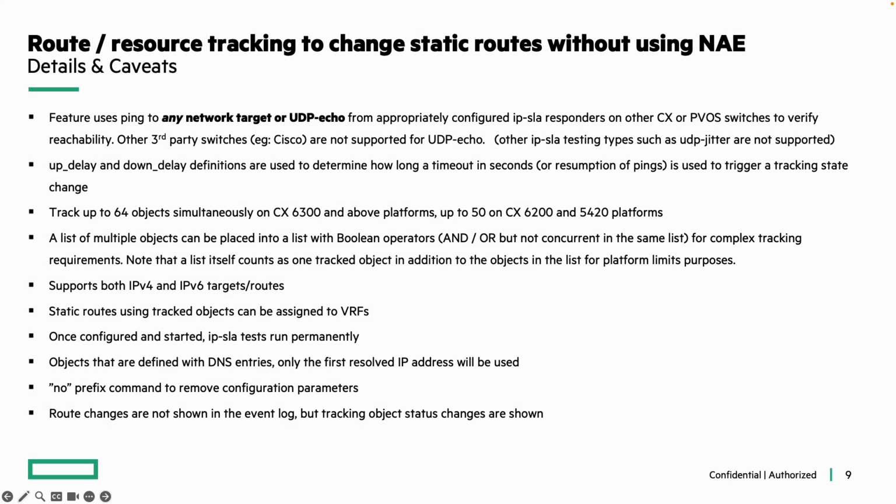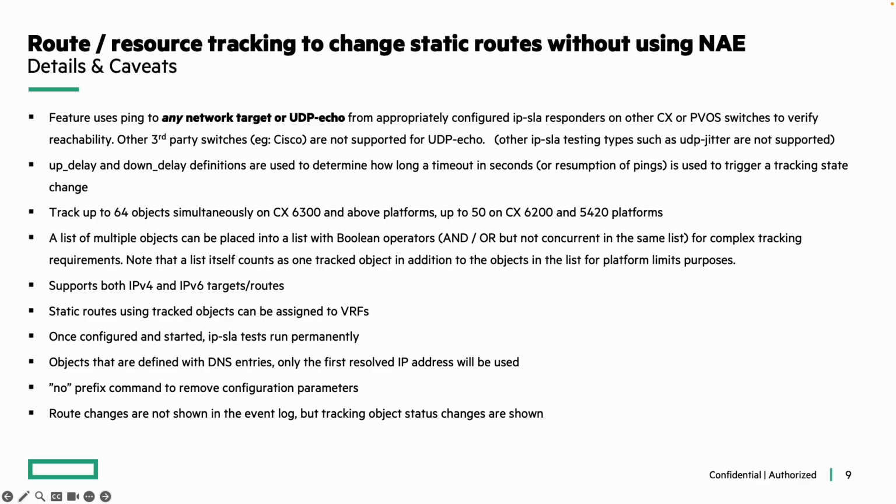Let's get into the details. Not only can we look at next hops as tracking objects, we can target any ICMP echo target across the network. For example, we might have a network path to a server in the data center available via an SD-WAN link and another via an MPLS link. If we use the server as a tracked object, we can affect static route changes within the switch independent of any other WAN routing functionality.